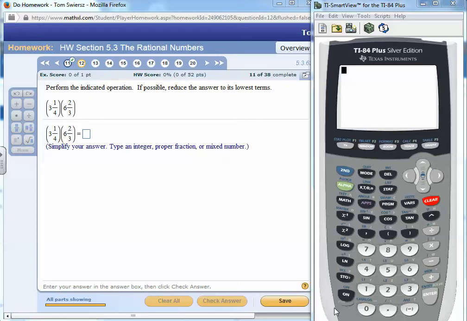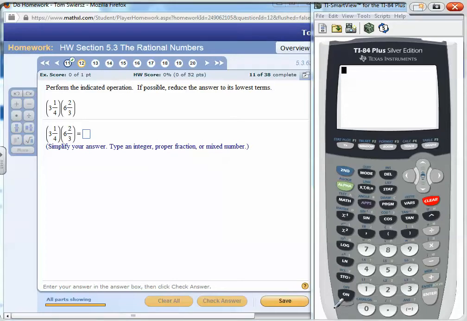Let's go ahead and look at homework exercise number 12 from section 5.3. We're supposed to multiply the two mixed numbers, 3 1/4 times 6 2/3. What we're going to do is do this with pencil and paper, and then I'll do it on the calculator. You're going to change both of these to improper fractions.